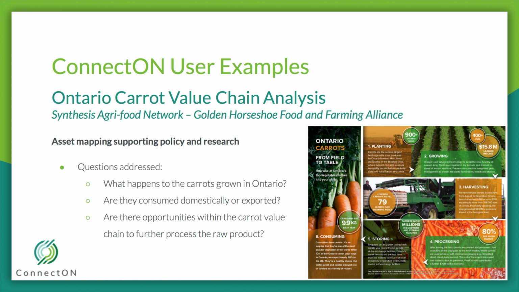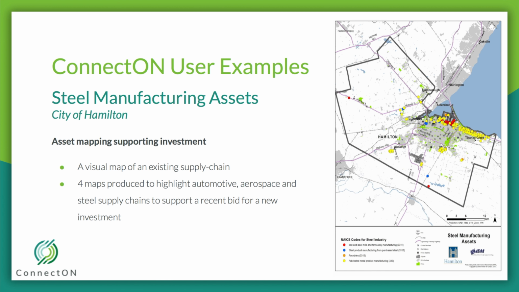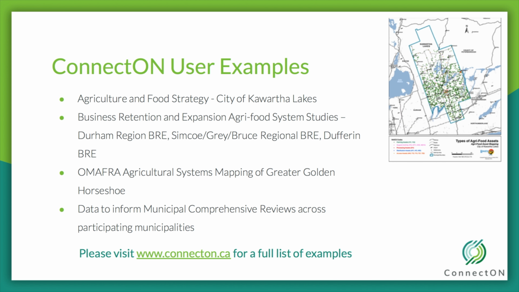ConnectON also supported the City of Hamilton to create a visual map of an existing supply chain. 4 maps were produced to highlight Hamilton's automotive, aerospace, and steel supply chains to support a recent bid for a new investment. ConnectON has supported many projects and initiatives. Please visit www.connecton.ca to check out a full list of examples.